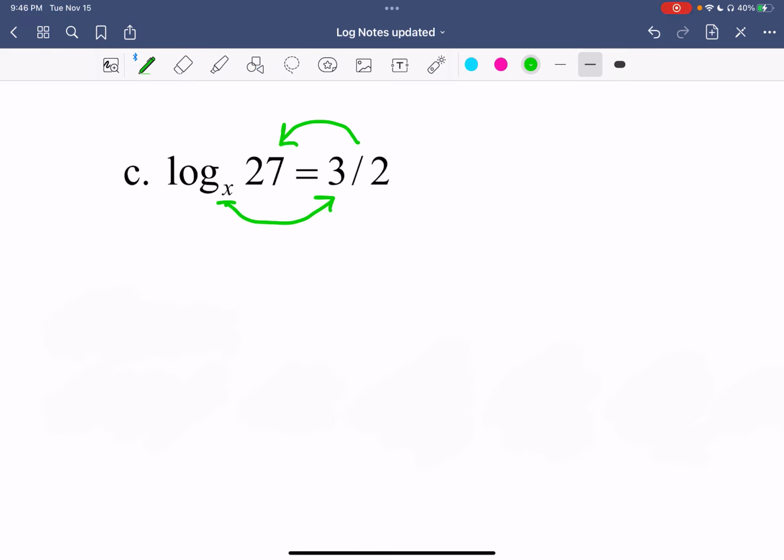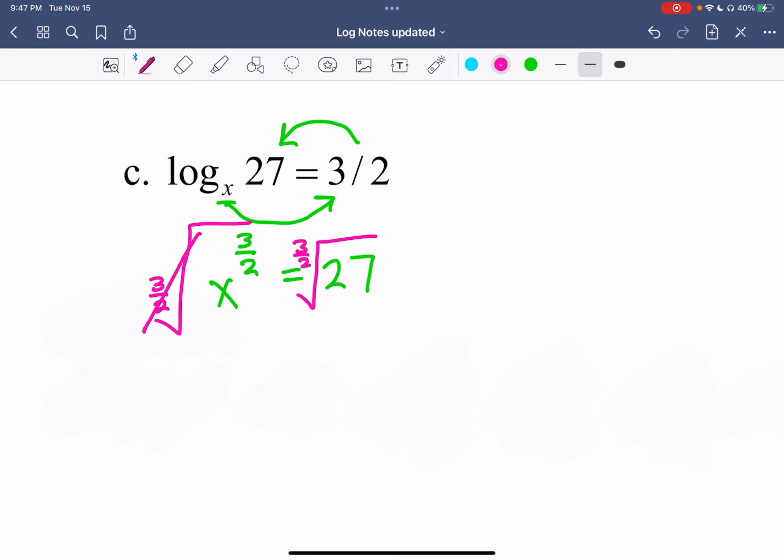We have x to the power of 3/2 is equal to 27. Okay. Now here you can do different things. I'll show you 2 different ways to do it. So if you have an exponent that is a number, to get rid of the exponent, you can take the root of that same number. So if the power is 3/2, we can take the 3/2 root of both sides.